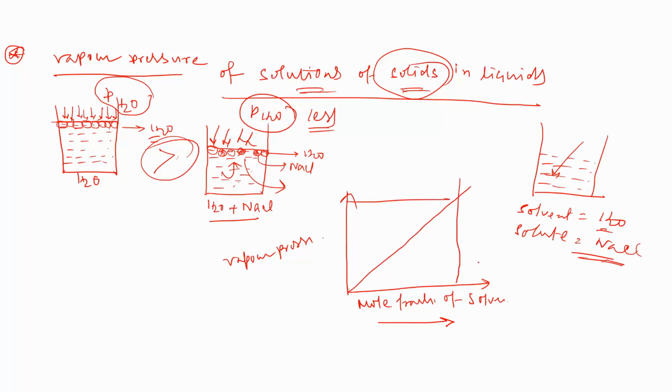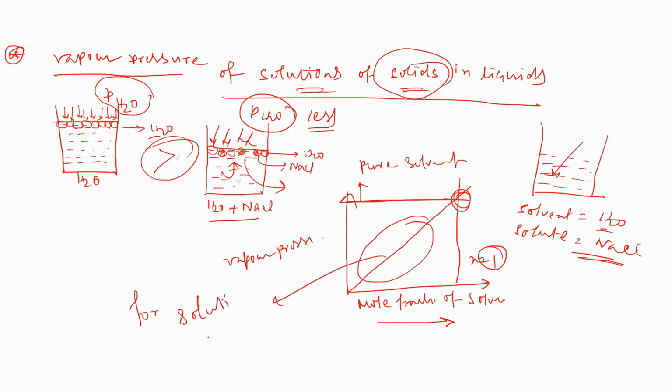Suppose there is a vapor pressure, so suppose x equal to 1 here. In this case, this vapor pressure is the pure vapor pressure. This is for the pure solvent. And these portions are the solution. This is for the solution case. And this portion and this vapor pressure are for the solvent, because only the solvent is there.